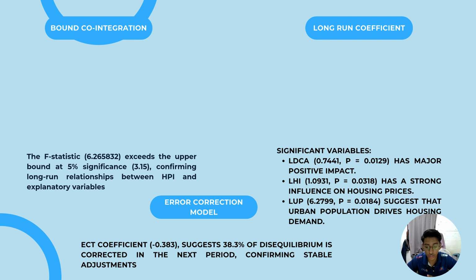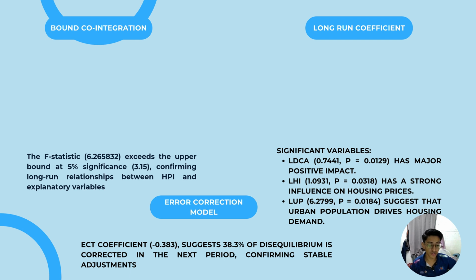At first, let's look into our bounds co-integration. The F-statistic of 6.265832 exceeds the upper bound at 5% significance, which is 3.15, confirming a long-run relationship between the house price index and explanatory variables. Next is the long-run coefficient. As you can see, the significant variables are domestic credit availability, which is LDCA.